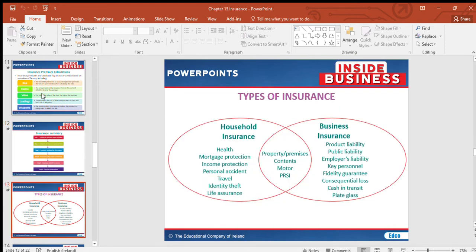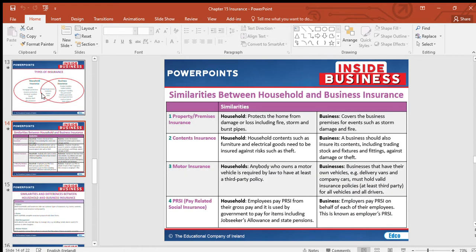Different types of insurance, we'll look at these a little closer. We've household on the left, business on the right, and in the center obviously we have commonalities between the two. We'll be looking at them in a little bit more detail. So, similarities: this might not seem like much, but for some reason it's a common question for the Leaving Cert. I'm not too sure why, but it does seem to come up a bit, just to compare the two, household and business insurance.